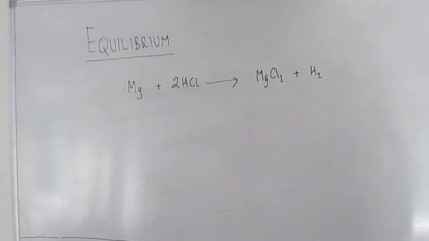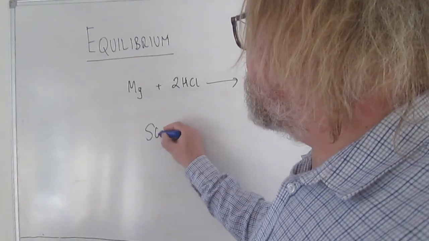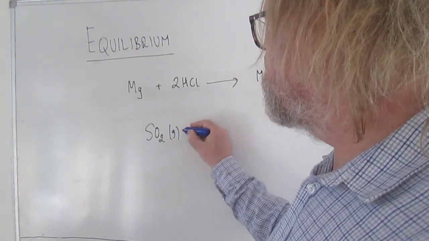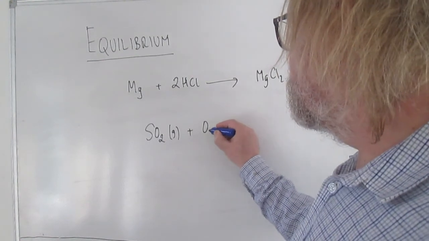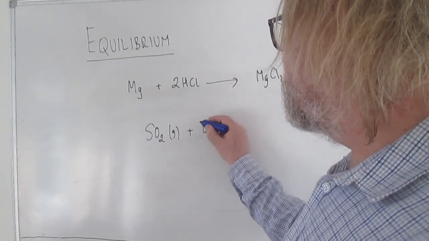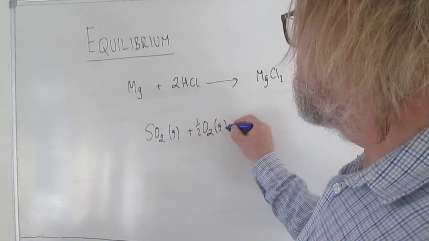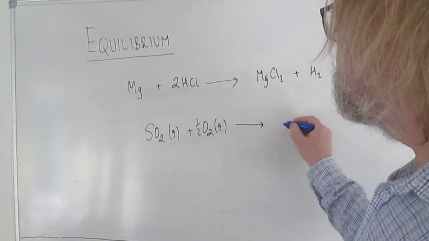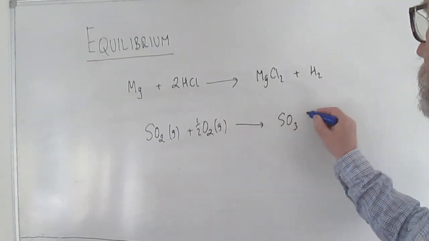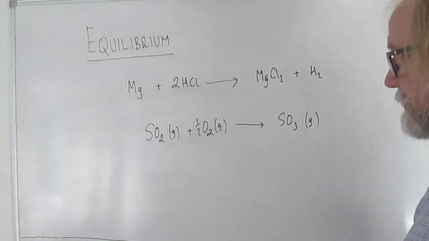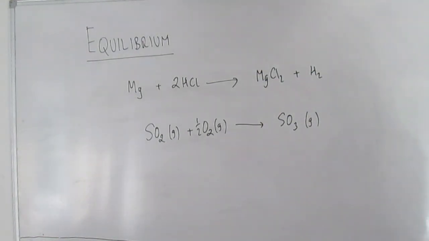However, plenty of reactions exist which are not like that, where there's a reasonable probability of going in either direction. So here's an example of this. If we take sulphur dioxide gas and react it with oxygen gas, we can make sulphur trioxide. This is a very important industrial process. It's a key step on the route to making sulfuric acid industrially.